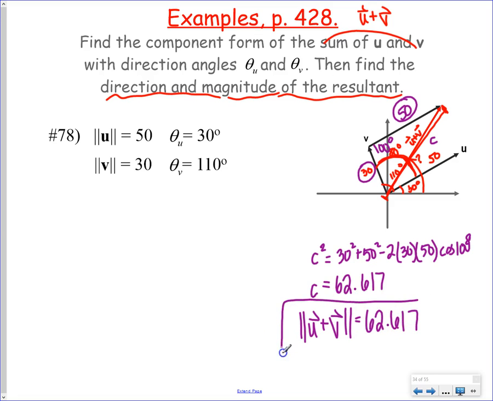Okay, I have magnitude, but question, what else did I need? Direction. Direction is angle. See how the angles are being measured, standard position? This guy's 30, that guy's 110. I want this guy right here for my resultant.